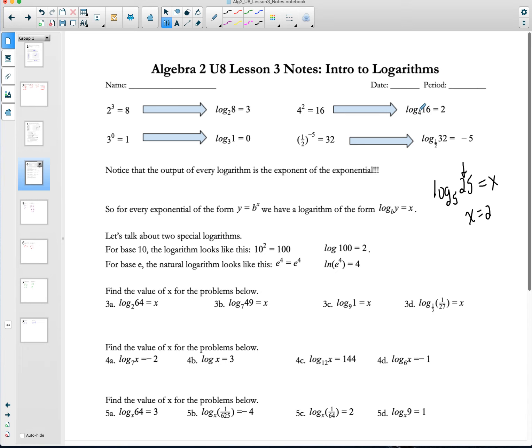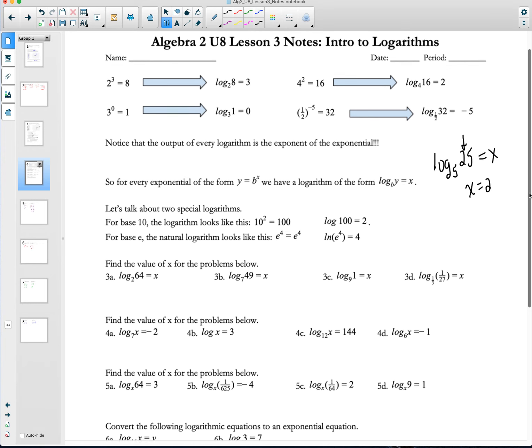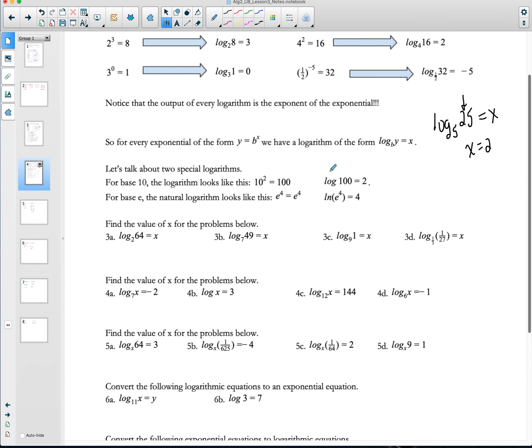Almost every time when you look at a logarithm, it's going to have a number for the base. So log base 2, log base 3, log base 4, log base 1/2, log base 5. But there are 2 exceptions to this. One is the common log, which is base 10. When we see base 10, we have 10 squared equals 100. We just see log. You're not going to see a number down here. They're not going to put base 10 because that is our number system. So when you just see log, that means you're working in terms of base 10.